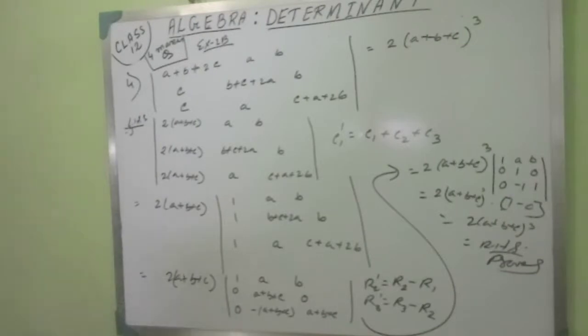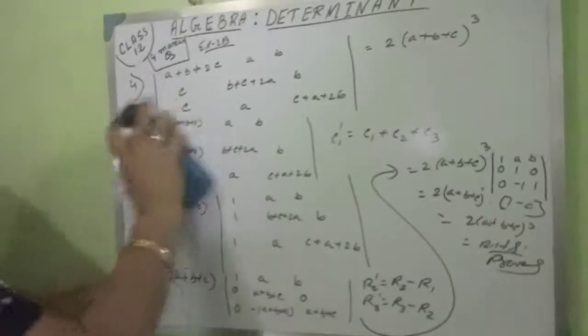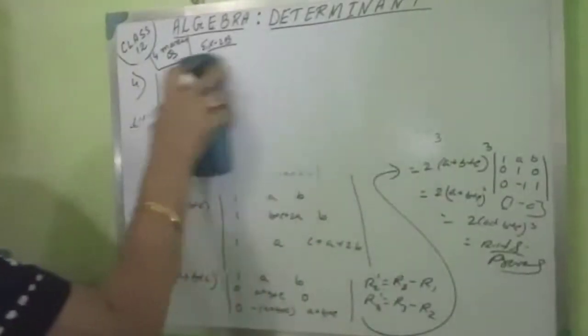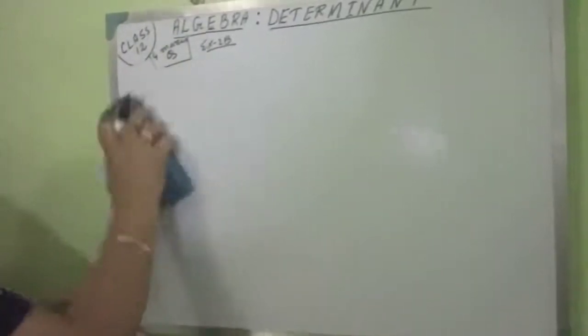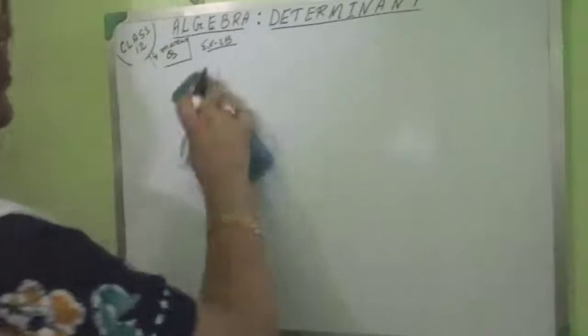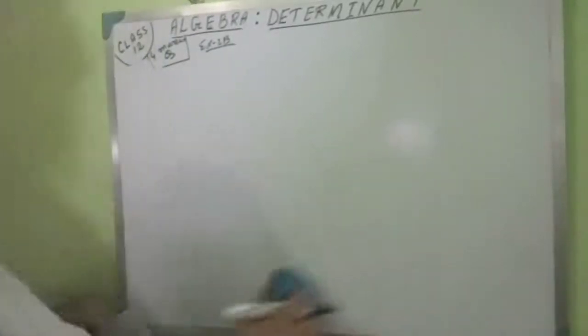Coming with the next sum. Next sum number 7. Many sums are there. Do practice, everyone.